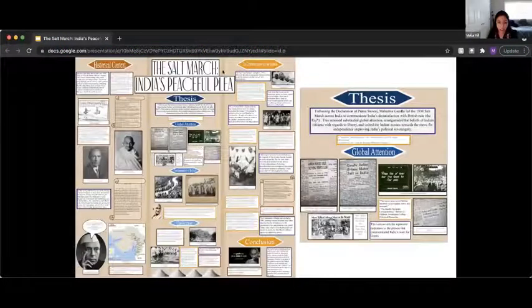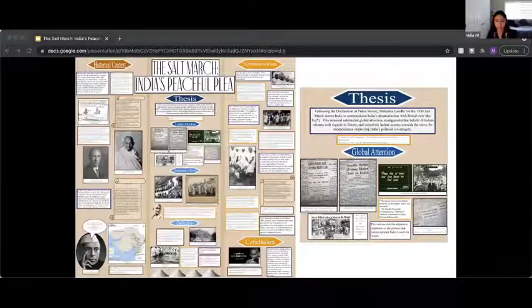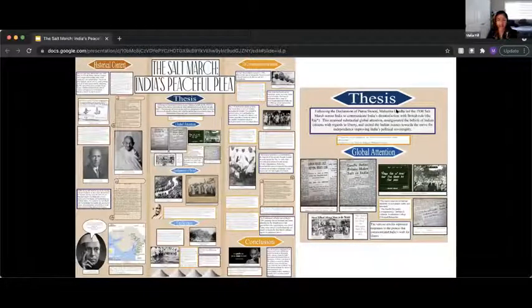So this is my board itself to the left, and then on the right is a blown up version of my thesis, as well as my global attention section with features of newspaper clippings and a newsreel screenshot.